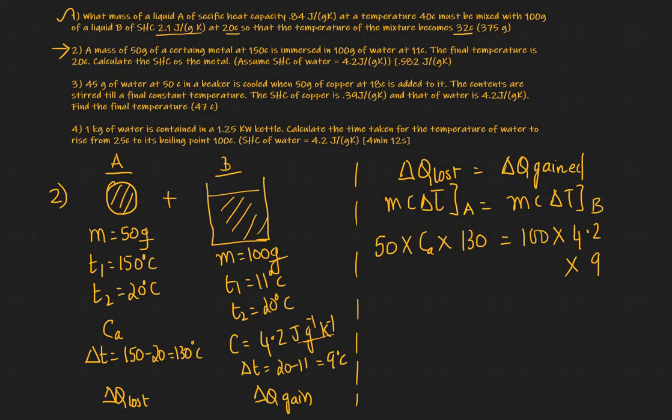So I would urge you to pause the video and calculate and find out the specific heat capacity. If you got CA as 0.582 joules per gram per Kelvin, you should have got that. So check that. All right.